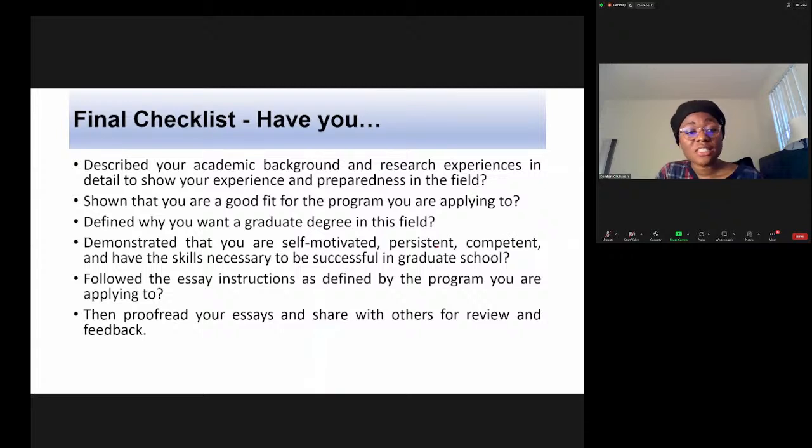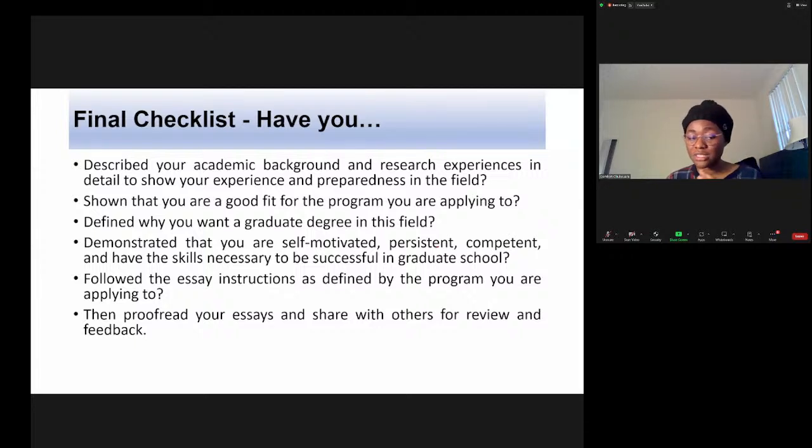So, final checklist. I think I got this from Rachel's presentation in FSS. I don't know if Rachel is here, so she'll be seeing this. I saw this and thought, oh, this sounds nice. Final checklist. Have you described your academic background and research experience in detail to show your experience and preparedness in the field? Have you shown that you are a good fit for the program you're applying to? Have you defined why you want a graduate degree in this field? Have you demonstrated that you are self-motivated, persistent, competent, and have the skills necessary to be successful in graduate school?